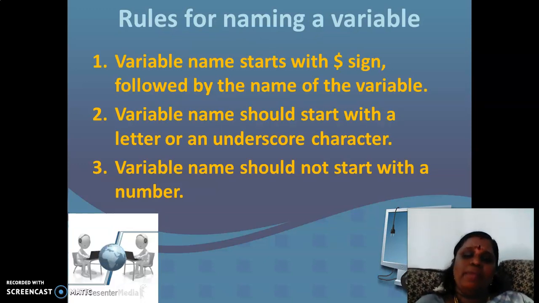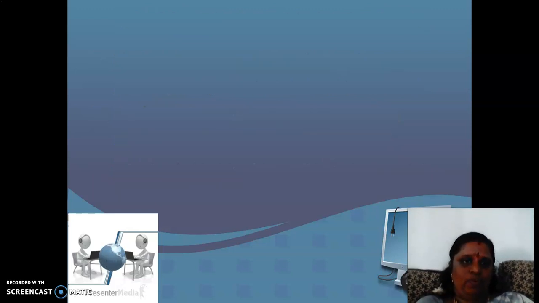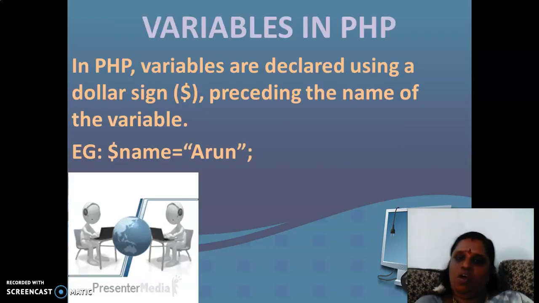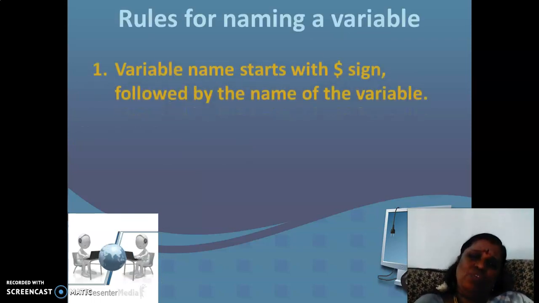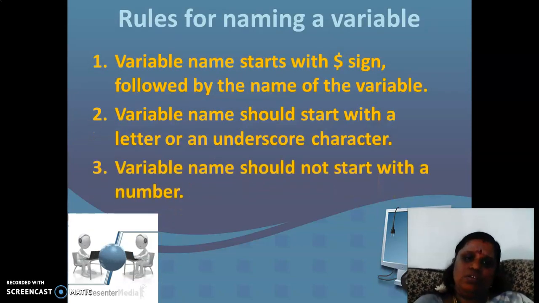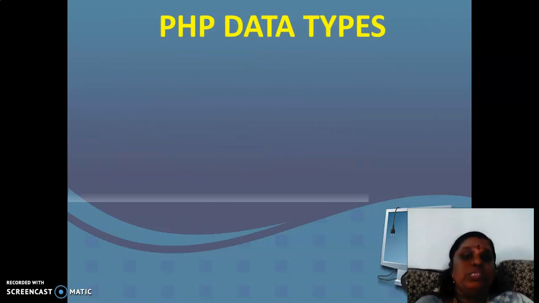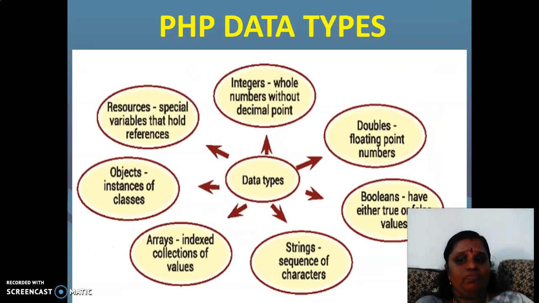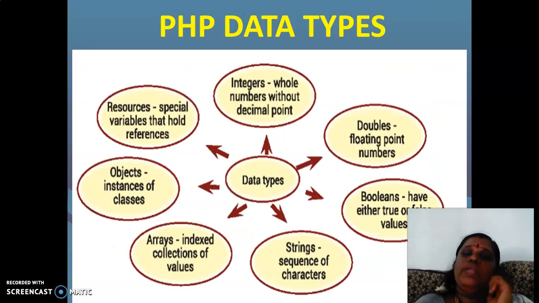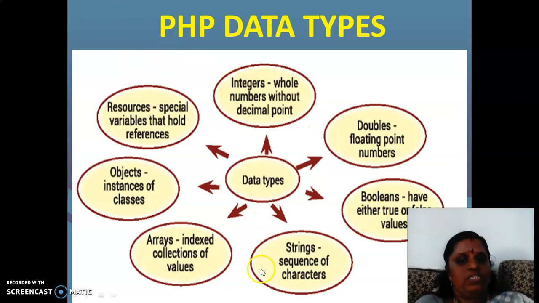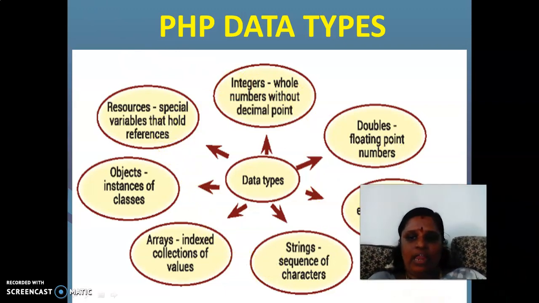What are these variables used for? For storing the values like this. So what are all the values called? Why do we need values? So we are going to the data types. What is meant by a data type? See here. Data types can be integer, double, boolean, strings, array, object and resources.